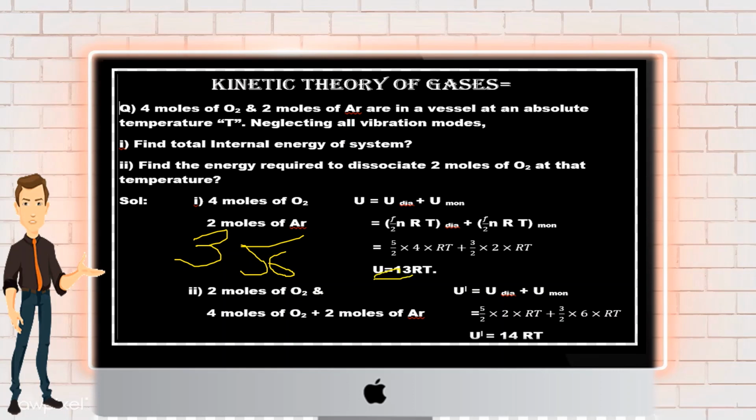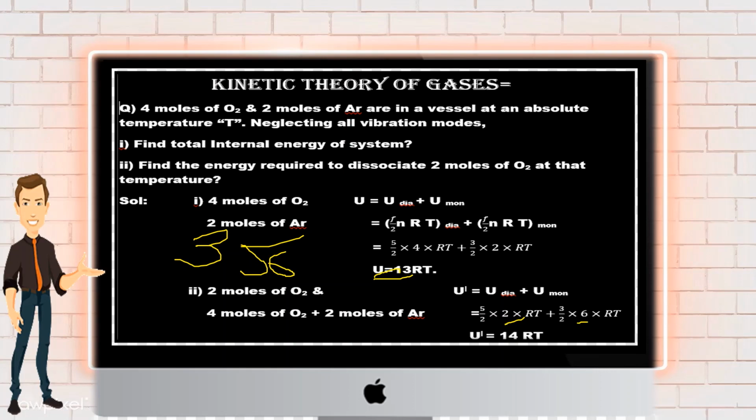For the second part, here lies the most difficulty and we need to use logic. They have asked for the energy to dissociate 2 moles of oxygen at that temperature. This means if we dissociate 2 moles of oxygen, then 2 moles of oxygen remain in the other case, and the 2 moles of argon remain the same. Then we use the formula for diatomic and mono separately. Sorry, I have written it in reverse: 5 by 2 is for di, so 5 by 2 into 2 into RT, and 3 by 2 into 6 into RT.